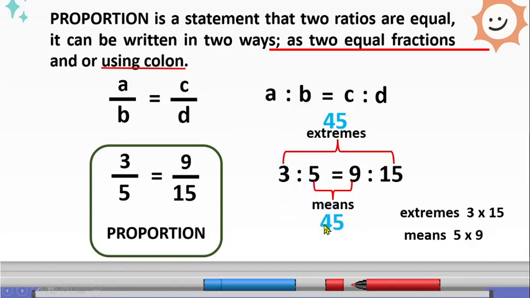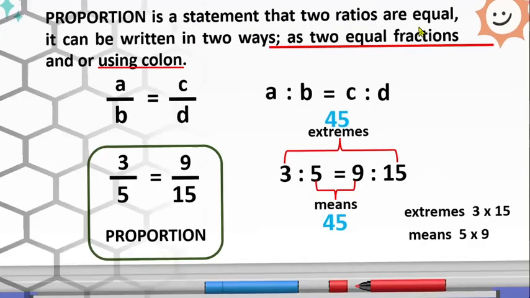Again, we can say that given two ratios are proportion if the product of the extremes and the product of the means are the same or equal. So in this case, 45, 45. Therefore, 3 to 5 is equal or proportion to 9 to 15. So that is proportion. Two statements or two ratios are equal. Let's try this one.